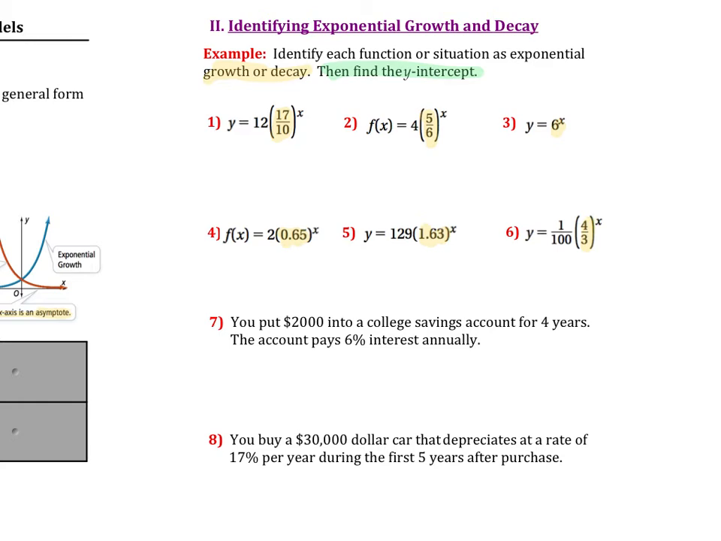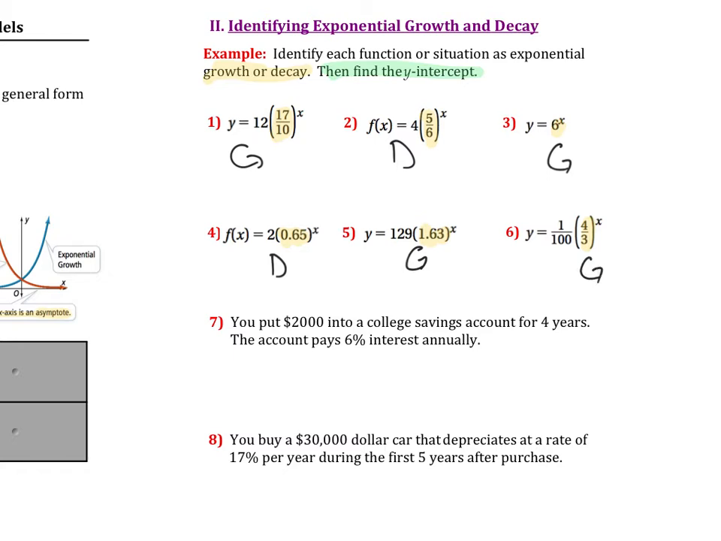So the first one, 17 over 10, that's 1.7. That is clearly bigger than 1. That would be growth. 5/6, 5 divided by 6 would be less than 1. That would be decay. 6 is clearly bigger than 1, so that's growth. 0.65 is less than 1, so that's decay. 1.63 is bigger than 1, so that's growth. And 4/3, 4 divided by 3 is bigger than 1, so that's growth there.